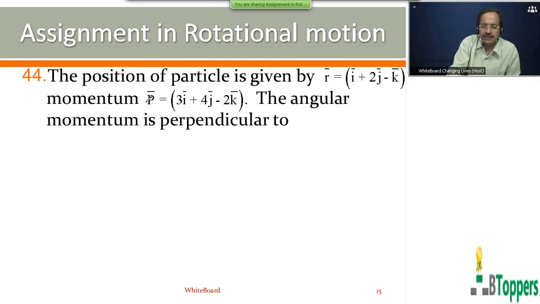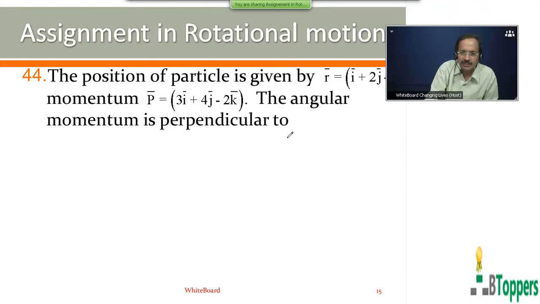So we follow the cross product. This problem was given originally in one of the previous MSET exam papers in engineering.